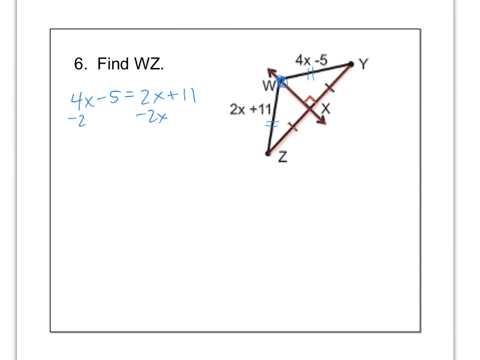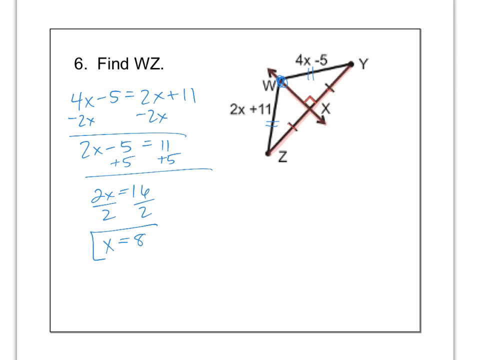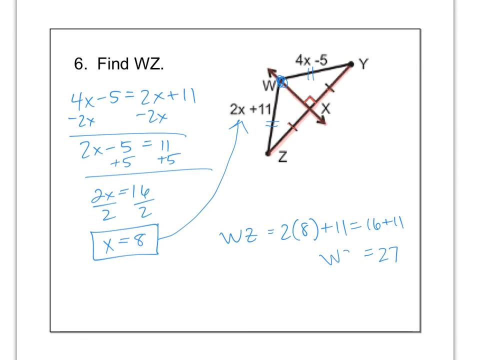Minus your 2x. 2x minus 5 equals 11. Add your 5. 2x equals 16. X equals 8. Now it says find WZ, so you are going to have to plug that back in. So WZ is going to be 2 times 8 plus 11. So 16 plus 11, so what is that, 27? And I don't think there's a label, so we could just say WZ equals 27.